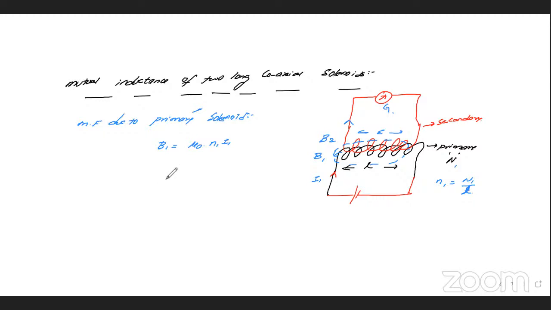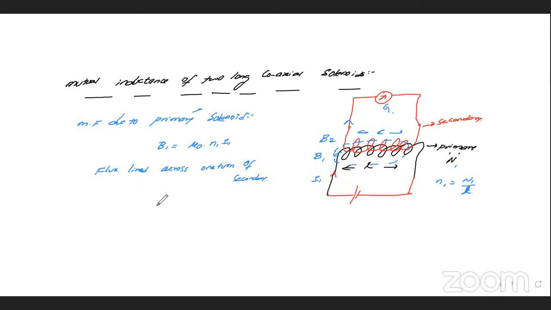Okay, so this creates a magnetic field, and this magnetic field is linked to your secondary. So I'll take the relation as flux linked across one turn of the secondary coil. So here we'll discuss about the one turn of the secondary coil.